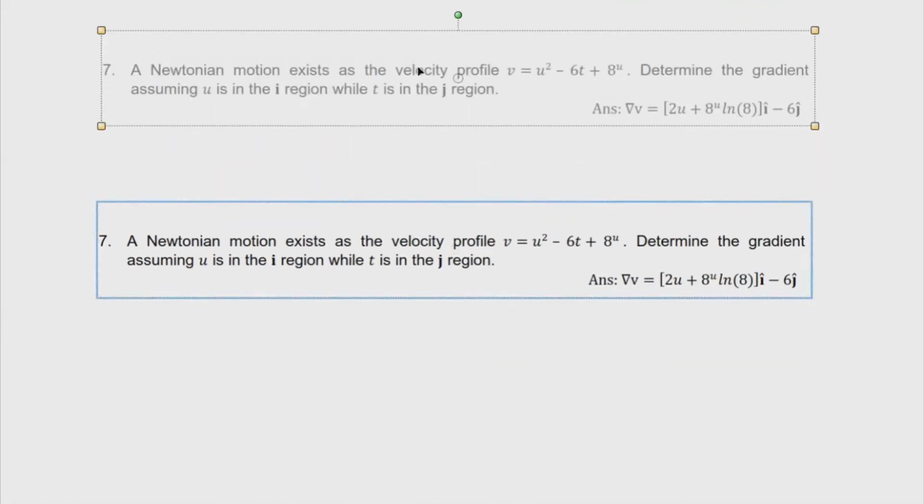Let's have this one. So the last problem for gradient is this problem. A Newtonian motion exists as the velocity profile v is equal to u squared minus 6t plus 8u. So that's actually the scalar expression, and then we need to determine the gradient assuming u is in the i region and t is in the j region. So in this case, it doesn't have x and y on our 3D Euclidean plane, but this u and then t, which is actually v. So that's kind of different letters or variables.